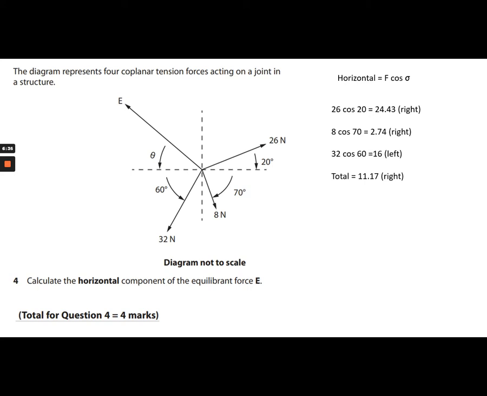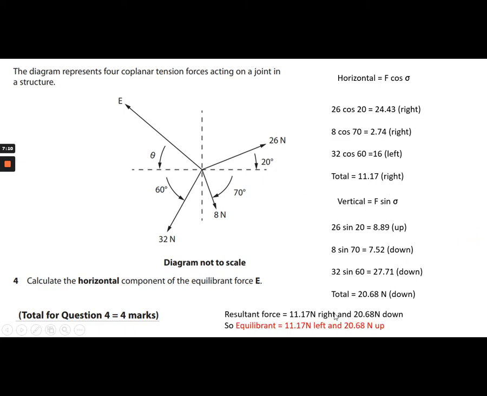If they wanted to know what the equilibrant was as a total, then you'd have to do the vertical components as well, but you'd just do F sine theta this time. So just do sine of all of these: 26 sine 20, 8 sine 70, and 32 sine 60. But make a note of whether they're up or down. If you add the two downs and take away the up, you'll get 20.68 newtons down. So if E didn't exist, the resultant force would be 11.17 to the right and 20.68 newtons down. My equilibrant, the thing that's needed to balance it out, just has to be the opposite to that: 11.17 newtons left and 20.68 up.